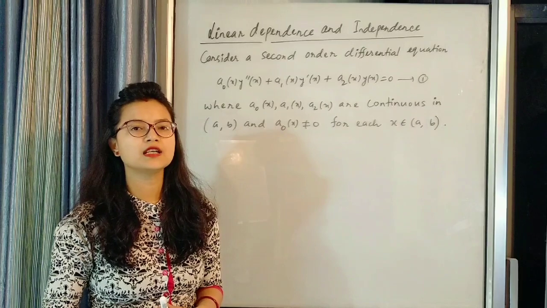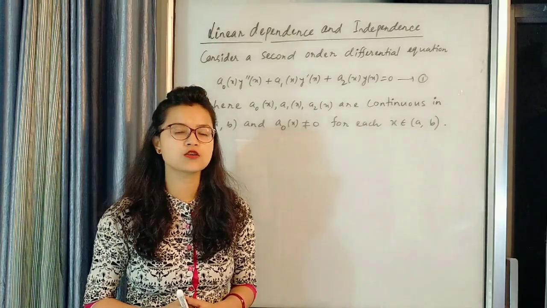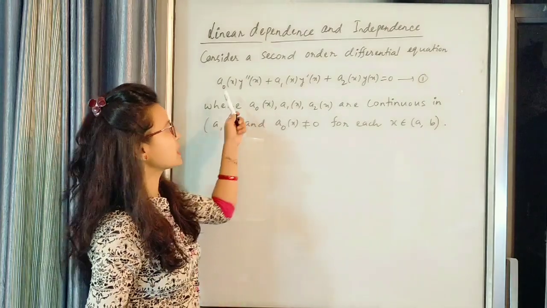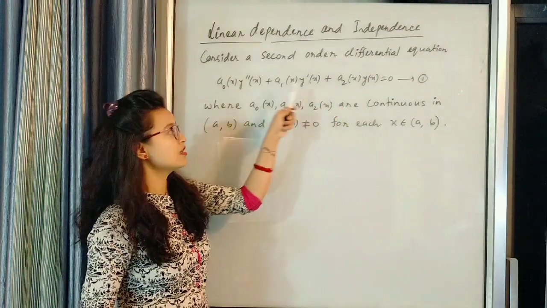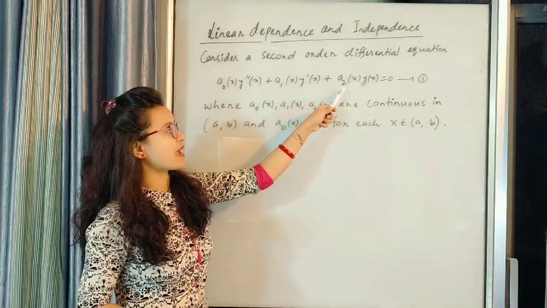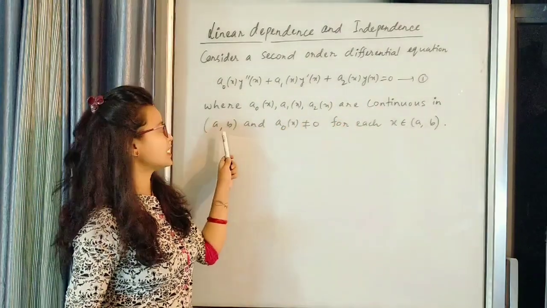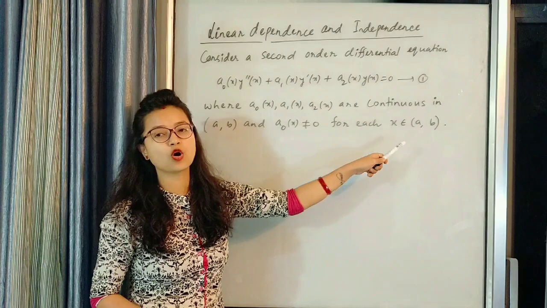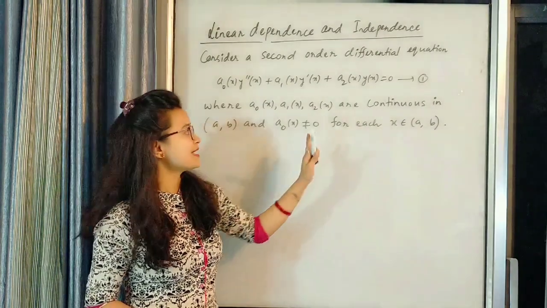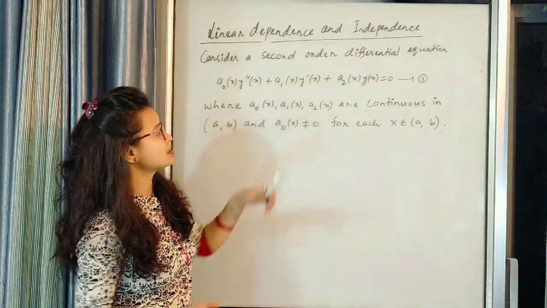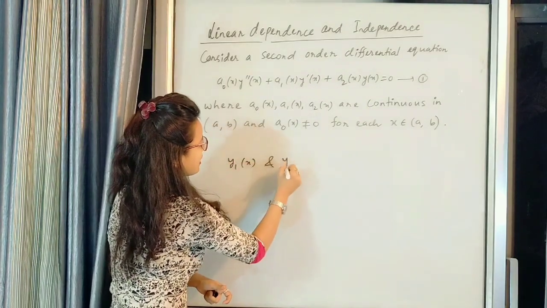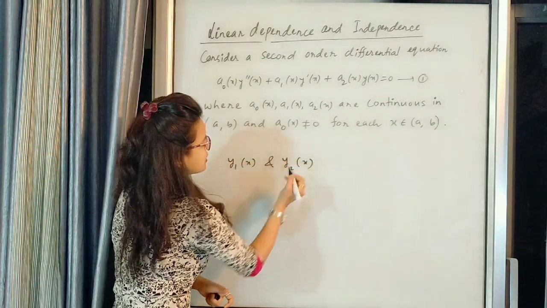To define the linear dependence and independence of solutions of a linear differential equation, let us consider a second order differential equation of this type. Here a0(x), a1(x), a2(x) are all continuous in an interval [a,b] and a0(x) is non-zero for each x in the open interval (a,b). Say this equation 1 has two solutions, y1(x) and y2(x).